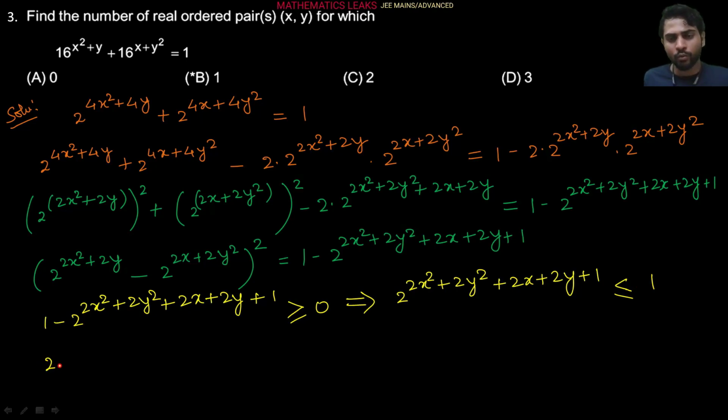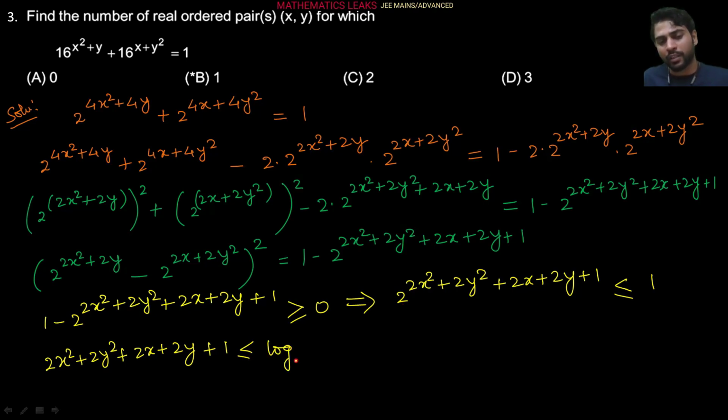So we can write down 2x square plus 2y square plus 2x plus 2y plus 1 is less than or equal to, this 2 will be transferred here, so it becomes logarithm base 2 of 1 on the right side of the inequality, which is nothing but 0. We had seen this in the first question of this video, logarithm base 2 of 1 is 0 only. So we can write down this must be less than or equal to 0, correct?